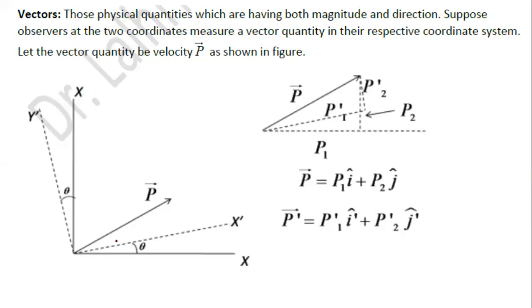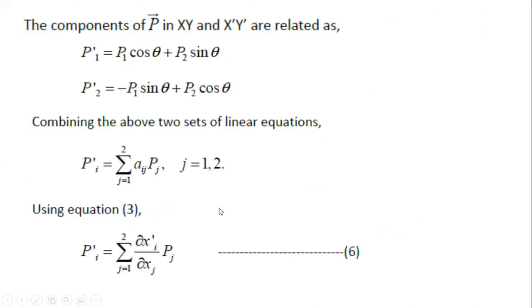Yeah, we know that vectors are, by definition, those physical quantities which have both magnitude and direction. We are already familiar with the definition. Right. So let us look at this problem here.